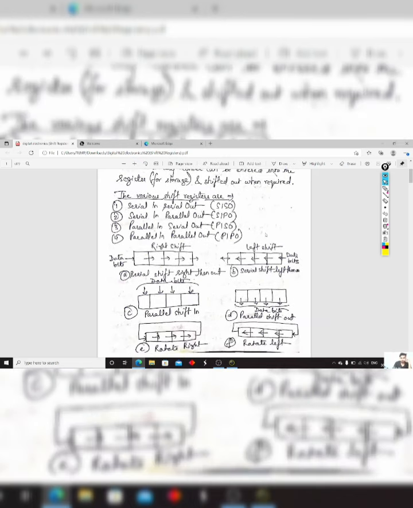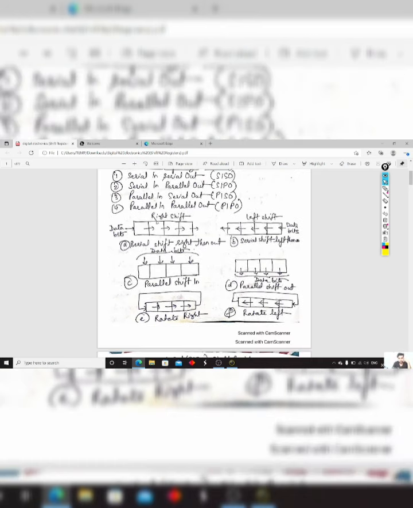Now that we know about shift registers, we are going to look at their types. There are four types of shift register which we are going to cover in today's lecture. First of all, we will study serial in serial out, then serial in parallel out, parallel in serial out, and parallel in parallel out. Their abbreviations are given as follows: SISO, SIPO, PISO, and PIPO.